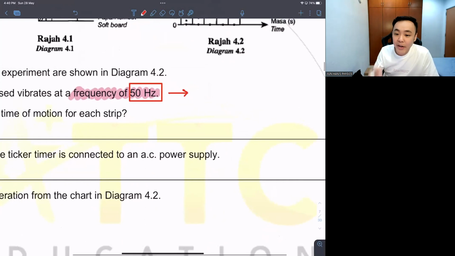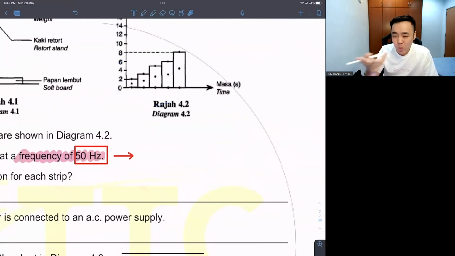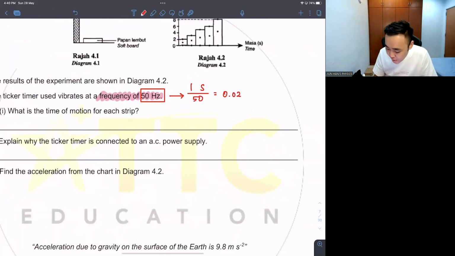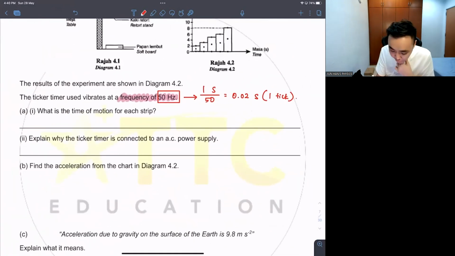In the first place, it's because in 1 second there are 50 ticks. But obviously, does it look like 50 ticks here? No, right? Just 1 or 2. So what do we do? 1 second, we divide by 50. What do we get? We get 0.02. That is where the 0.02 comes from, in seconds. This one is the time taken for 1 tick. Follow? Now we look at question number 1.